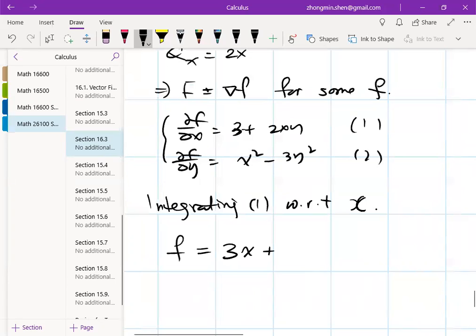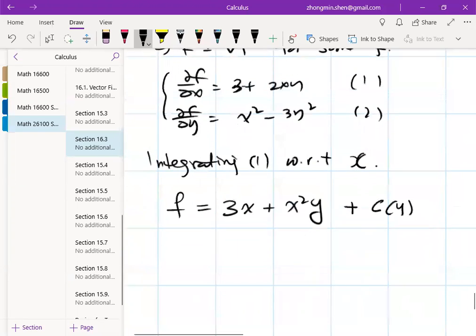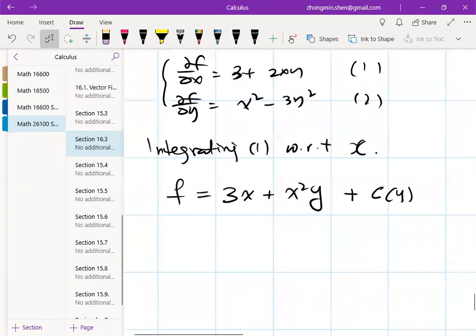So this is the integral with respect to x. So y is constant. 2x, the antiderivative will be x squared. So x squared y. Then plus a constant. This constant depends on y, because y is a constant. Then you plug into the second equation.